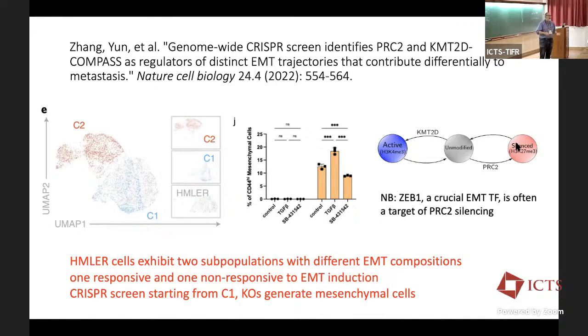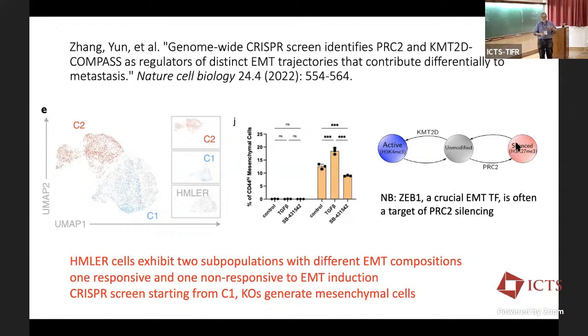So again, the population behaved in two distinct ways. One was very able, willing, quick to adopt the EMT lifestyle, where you gave it the signal and it said, yeah, I'm going. And the other one was just reticent. It could not go, it could not make the transition.